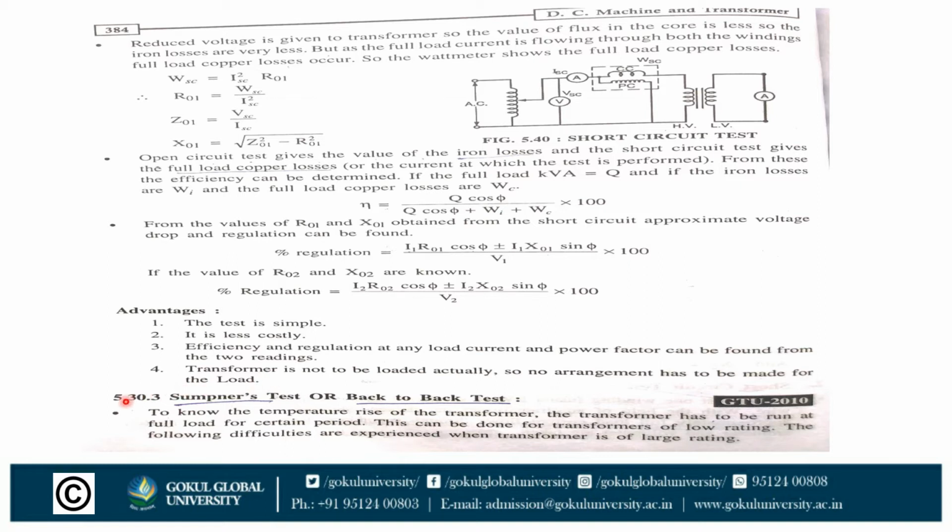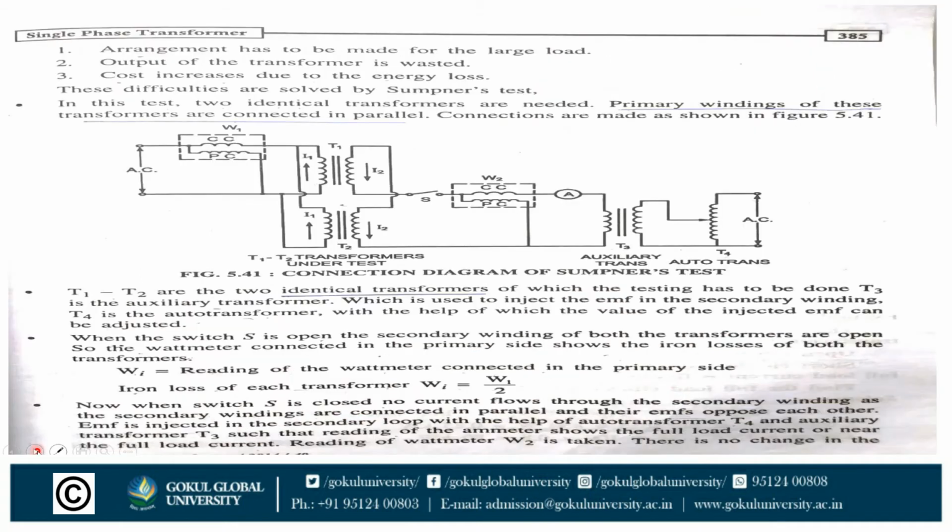Okay, now the third test is the Sumpner test, or another name is back to back test. To know the temperature rise of the transformer, it has to be run at full load for a certain period. This can be done for a transformer of low rating. The following difficulties are experienced when the transformer is of large rating. Okay, this test is used to find out the temperature rise of the transformer.